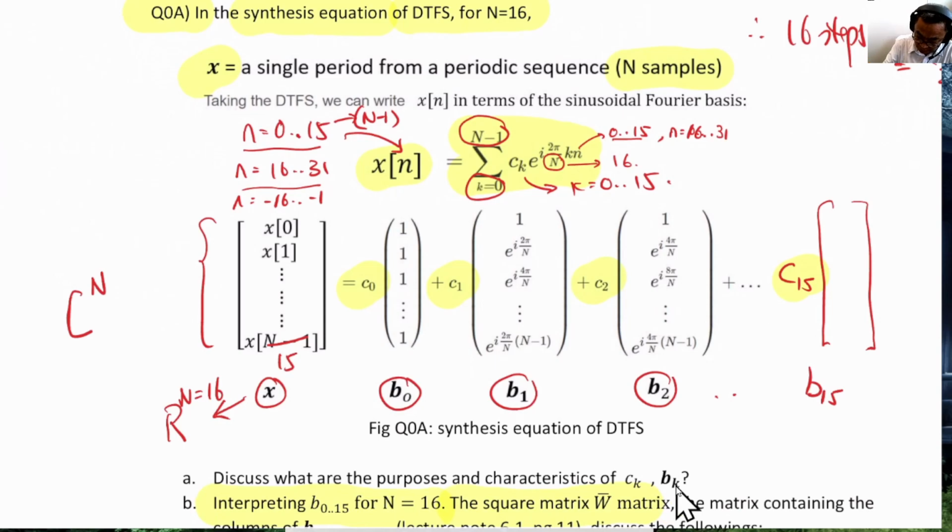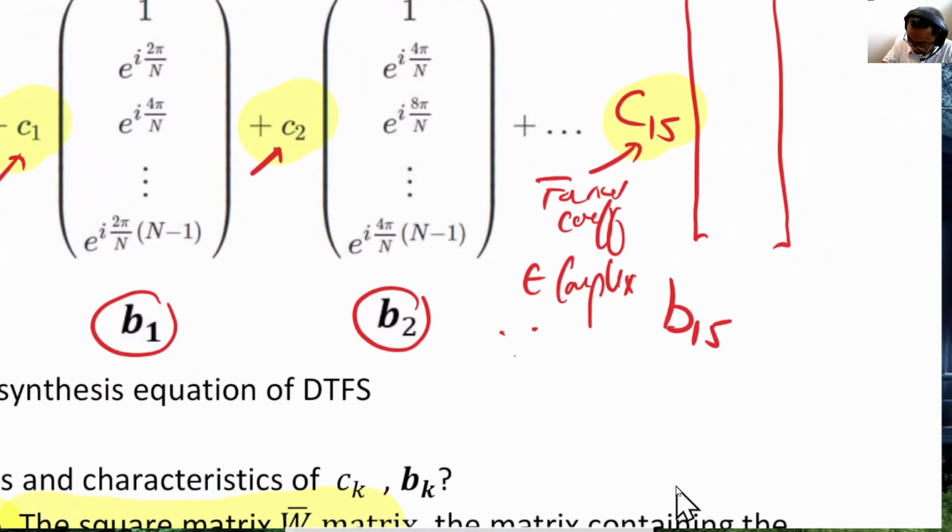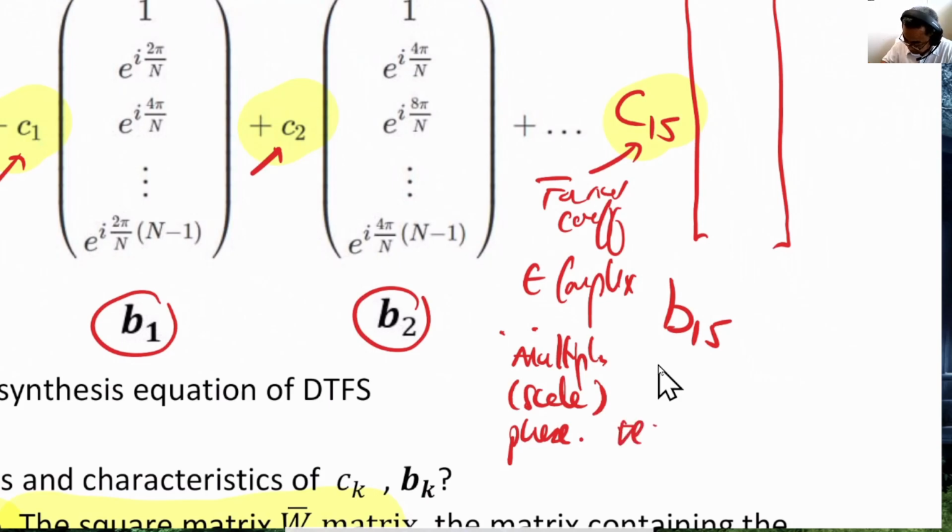So now let's answer the first question, which is, what are the purposes and characteristics of c_k and b_k? So the c_k, c0, c1, c2 and so on, are called the Fourier coefficients. They are complex numbers, and their purpose is to multiply, meaning scale, the vectors b_k, and introduce phase into the vector b_k. What do I mean?